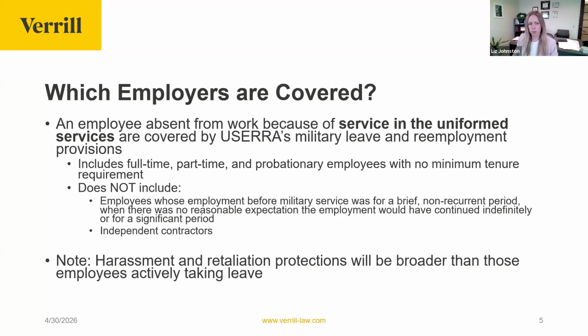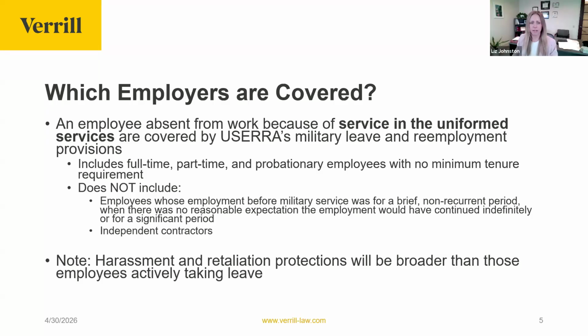There are some limited exclusions from the category of which employees are covered. USERRA doesn't cover employees who are inherently temporary. So employees who have a brief, non-recurrent period of employment with no reasonable expectation that that employment would have continued indefinitely or for a long period. Those folks are not going to be covered by reemployment obligations. This is narrow, though. It's really designed for genuinely temporary work, seasonal work. Think like a college student hired for a short-term holiday retail position type case.